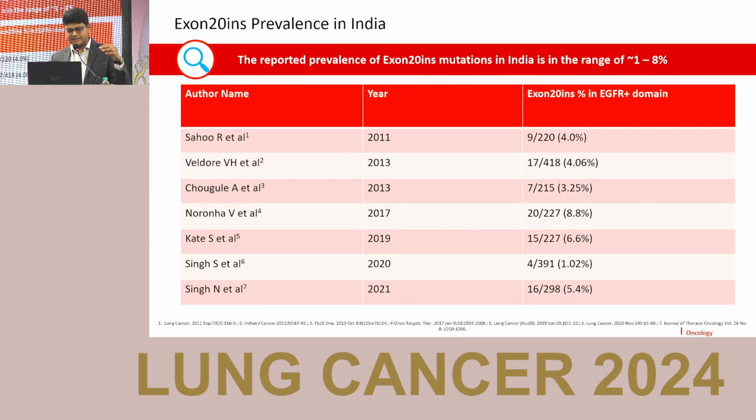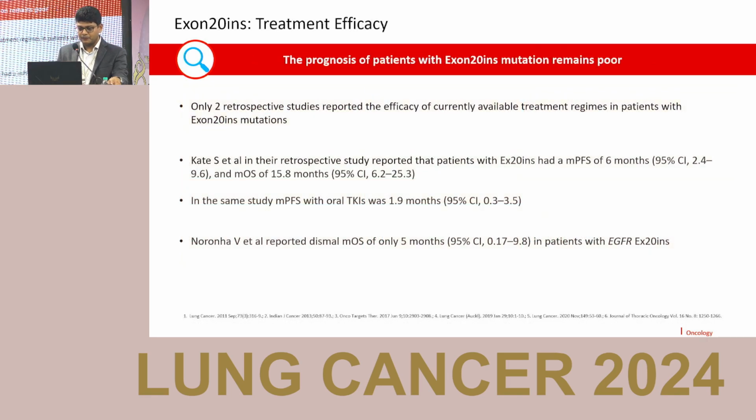So these are various studies from India where the prevalence rate of exon 20 insertion mutation is ranging from 1% to around 6%, the highest is 8.8%. So again, based on time, these studies would have some PCR based study and some NGS based study. Most of them are NGS based now. So even in our country, we see around 1 to 8% prevalence of exon 20 insertion mutation, which in absolute form is an important number.